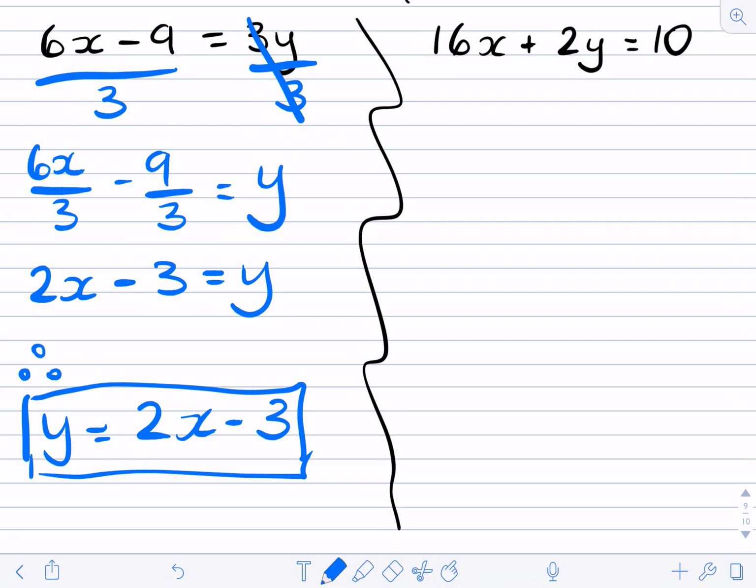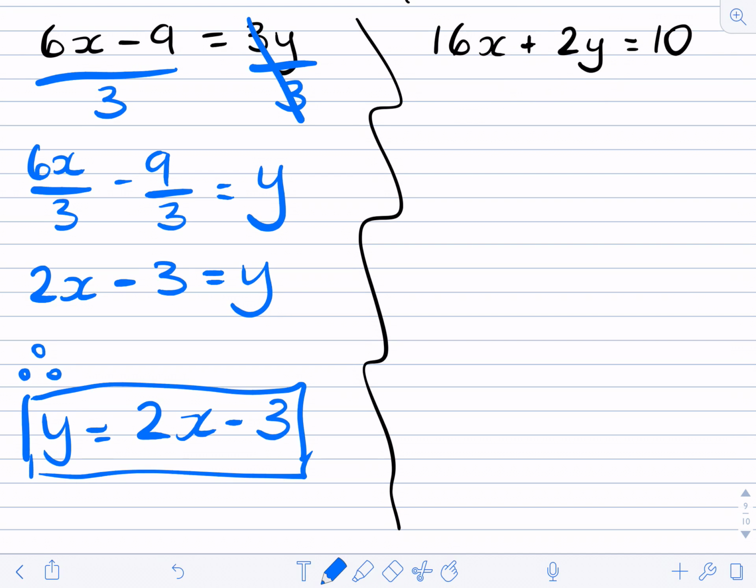16x plus 2y equals 10. Now, here I have two things with the y. I have the 16x and I have the plus 2 times the y. Now, one rule here is whatever is with the pronumeral, leave it till last. So I'm going to leave this plus 2y till last, and I'm going to try and get rid of the 16x.